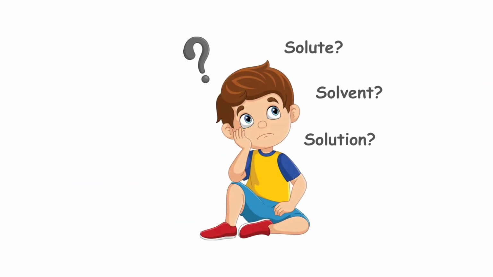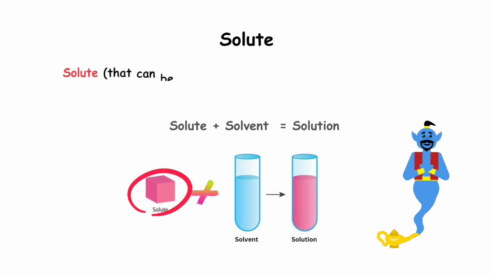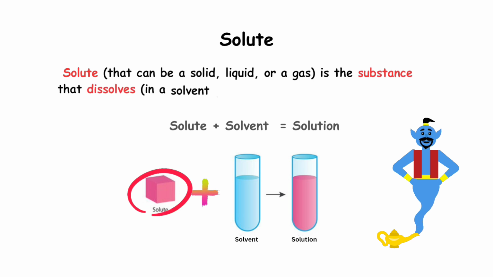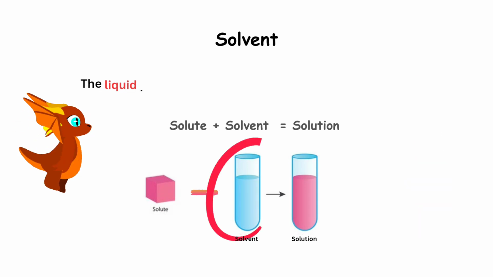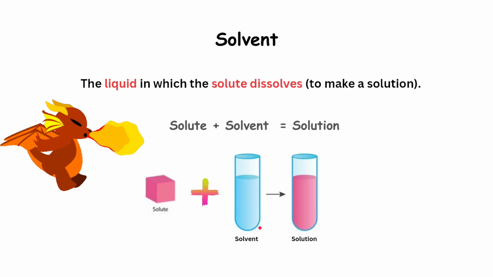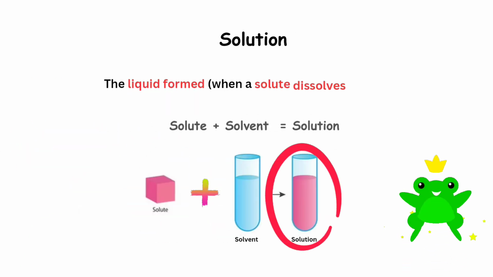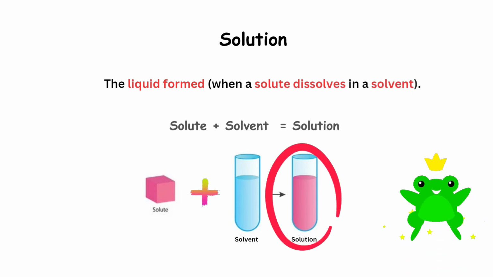What is a solute, solvent, and a solution? Solute, that can be a solid, liquid, or a gas, is a substance that dissolves in a solvent to form a solution. You can see the solute here is added to the solvent to make a solution. Solvent is the liquid in which the solute dissolves to make a solution. Can you see how the solute is added to the solvent here? Then the solute dissolves to make a solution. Solution is the liquid formed when a solute dissolves in a solvent. Here, when the solute dissolves in this solvent, a solution is made.